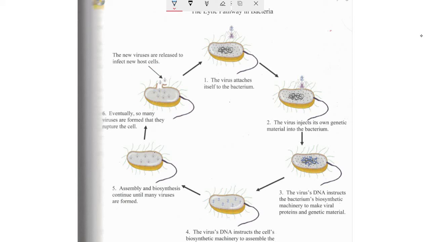Okay, so I think that is all we are going to do today. That is the end of the second part of Module 7 for biology.